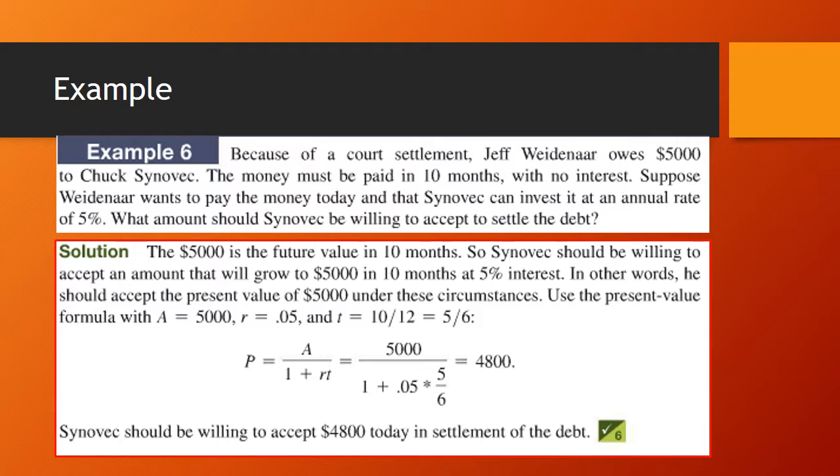And here's the solution. We want to know what it's worth now if it's going to be worth $5,000 in 10 months. So amount is 5,000, rate is 0.05, time is 10 out of 12 or 5/6. Putting these numbers in, we find that Jeff should be able to give Chuck $4,800 today to pay off his $5,000 debt.